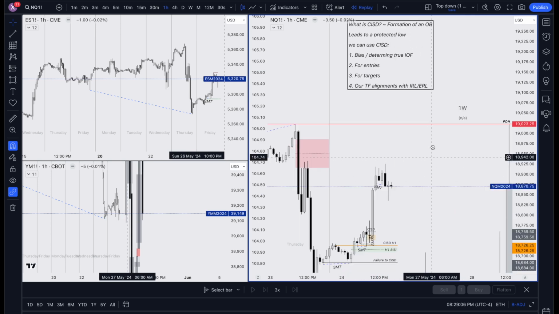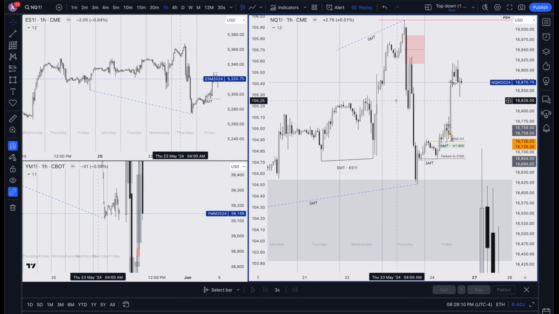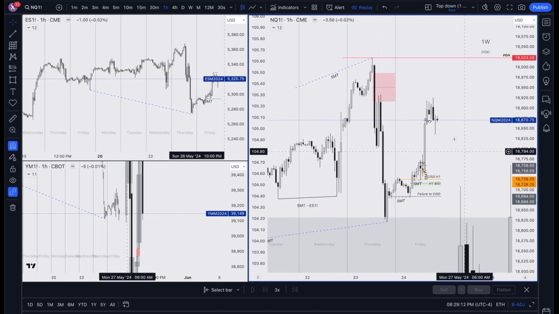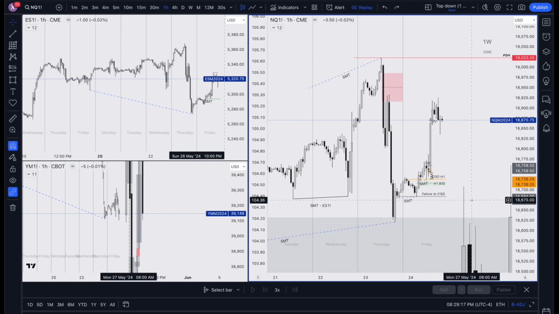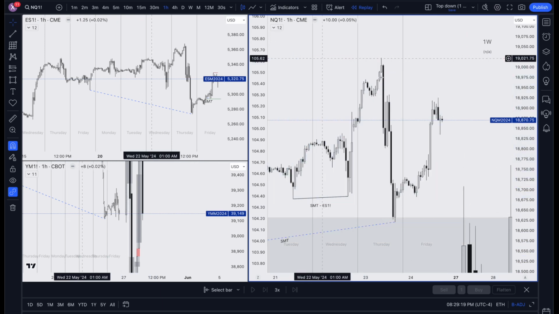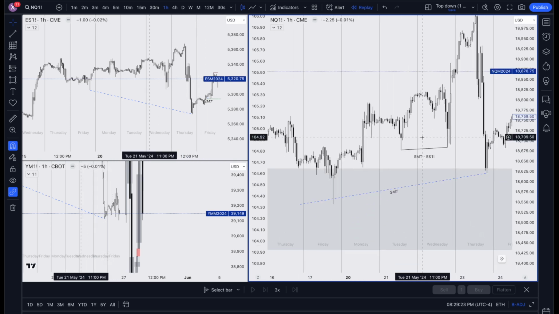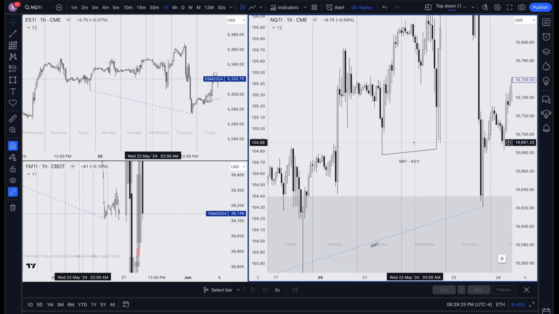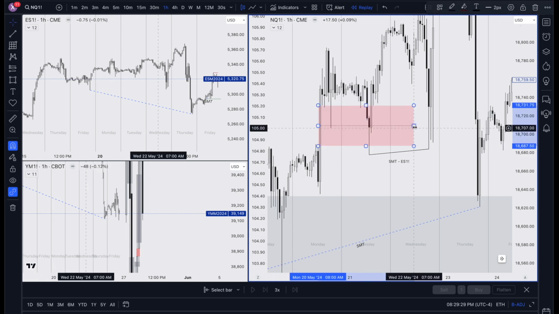I've been using a lot of CISD more recently in my entries, as you'll see, because I've really just been enjoying having a specific level to key off of and utilizing that in conjunction with my internal range liquidity to take trades. So for example, I can show you just one quick example. Generally speaking, I have an hourly internal range.